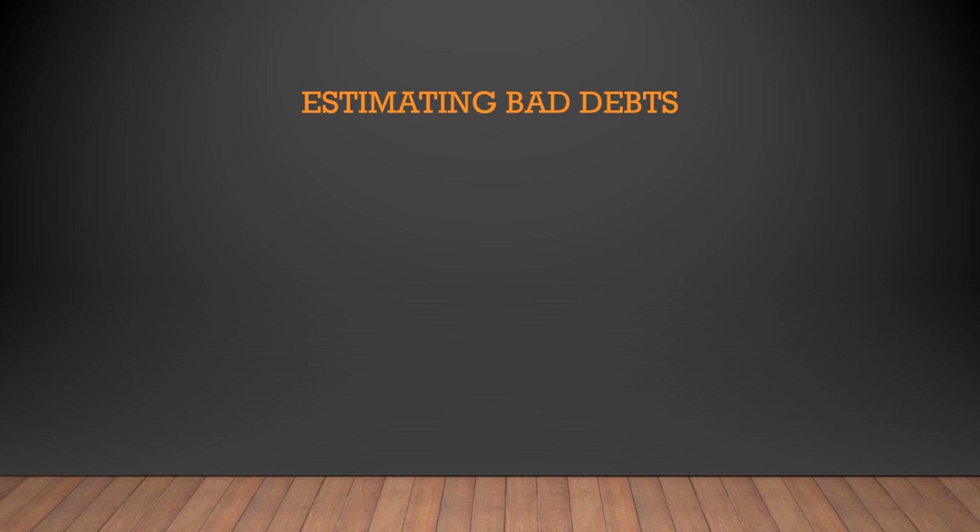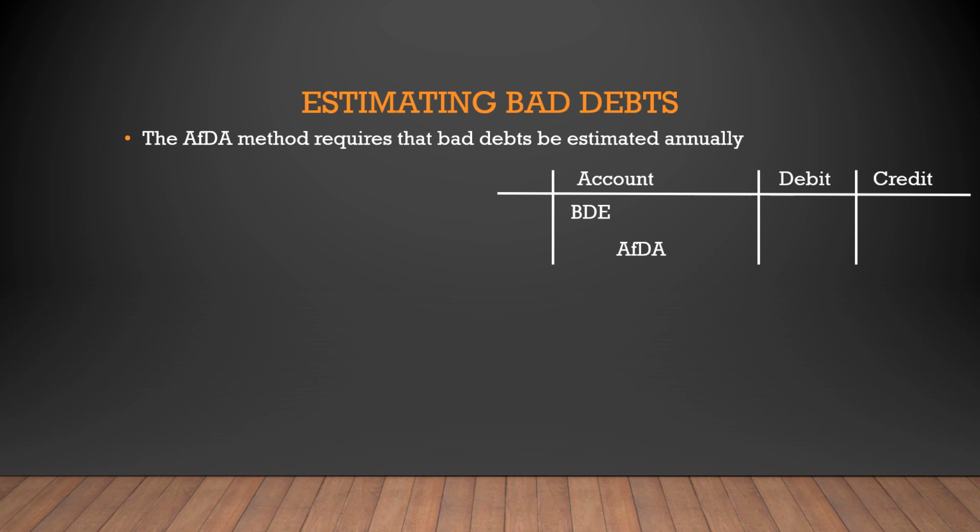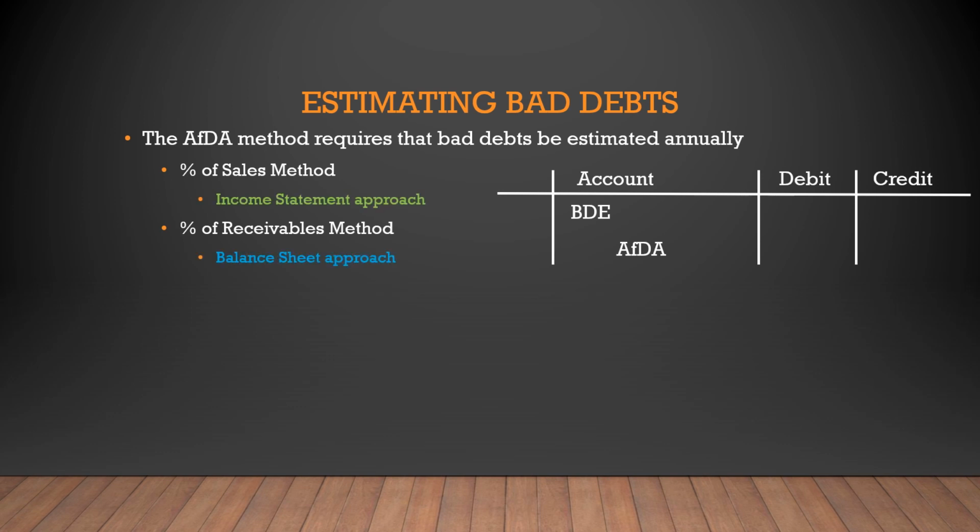We've covered how the AFDA method writes off bad AR accounts. Now let's elaborate on the adjusting entry made. As previously mentioned, at the end of the year, the company needs to make an adjustment, debiting bad debt expense and crediting AFDA for the receivables it thinks won't be collected. How do we determine the amount of this journal entry? Well, we have two methods, the percent of sales method and the percent of receivables method. These methods are sometimes referred to as the income statement approach and the balance sheet approach, respectively.